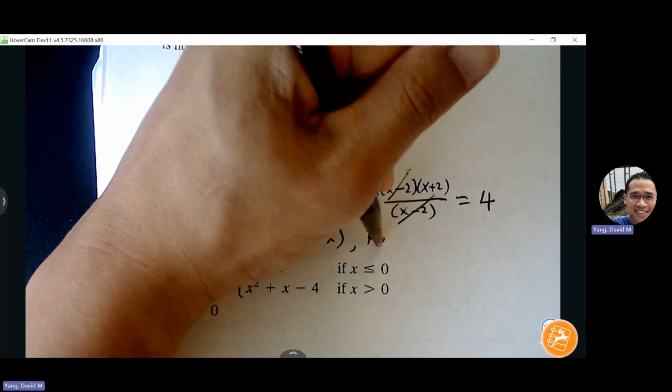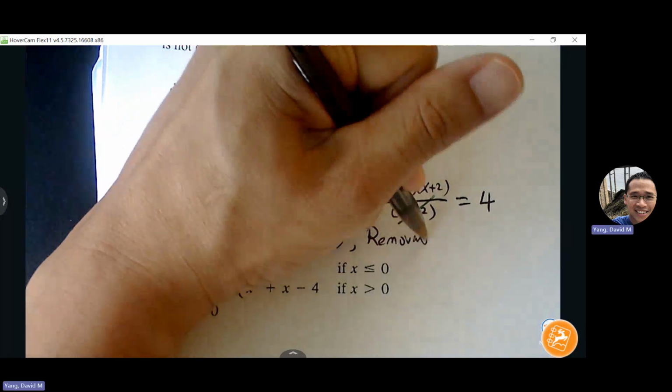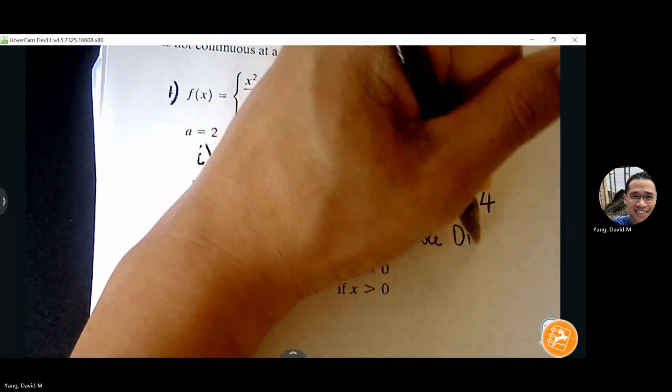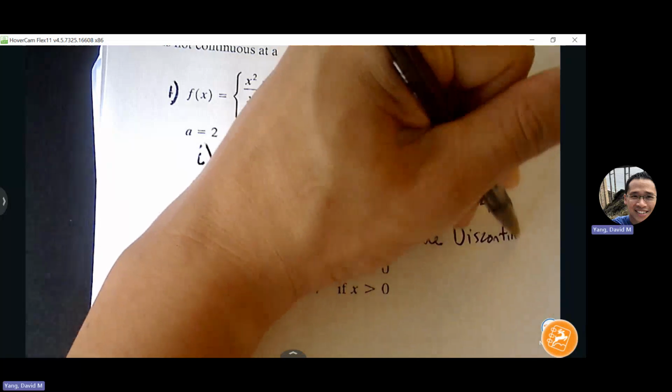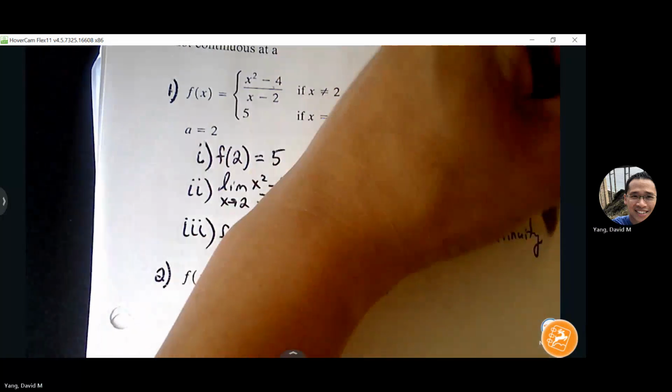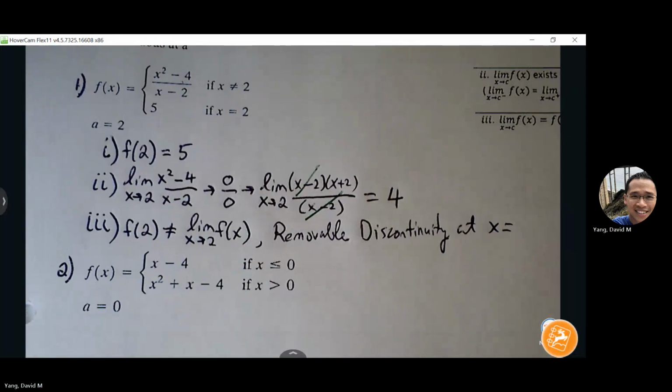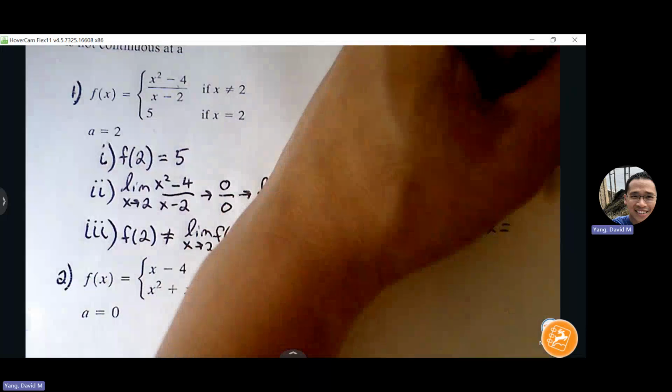What type of discontinuity do we have? Removable. And we have to specify the location, right? At x equals what? 2. Yeah, that is.